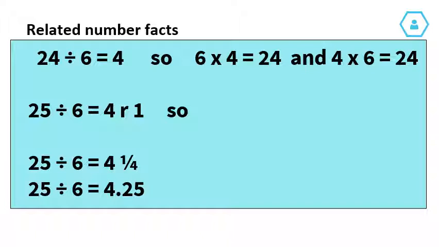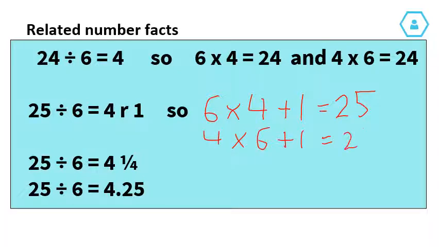What happens though when we have a remainder of 1 or a remainder of 2, a remainder essentially? Well, I can use this number fact here to help me because I already know that 6 times 4 is 24, but the 25 here is 1 more than 24. So what am I going to do? Well, I'm just going to add 1. Or I could also do 4 times 6 plus 1 is 25. So that's how you do a related number fact when there is a remainder involved.